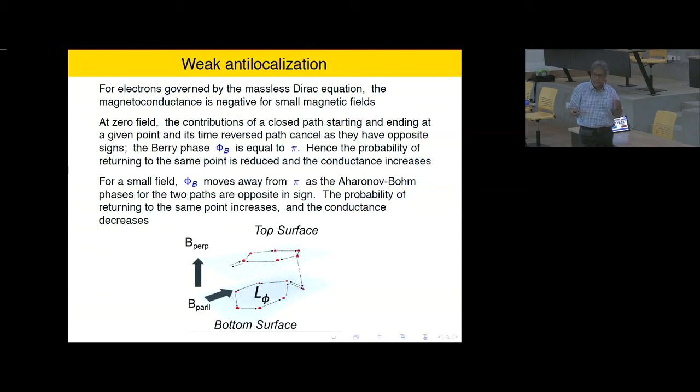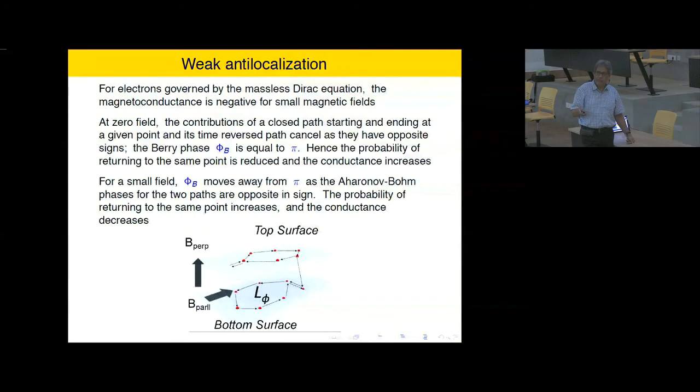Because these pairs of paths, which are time reverse versions of each other, cancel, the probability of returning to the same point, which is the sum of the two paths modulus squared, is reduced compared to what it would have been if there was no such cancellation. If the probability of coming back to the same point is reduced, then there's less resistance and higher conductance. Now when you apply a small magnetic field, think of this perpendicular magnetic field, these two paths enclose some flux, but they enclose the flux with two different signs, because one is clockwise and one is anti-clockwise.